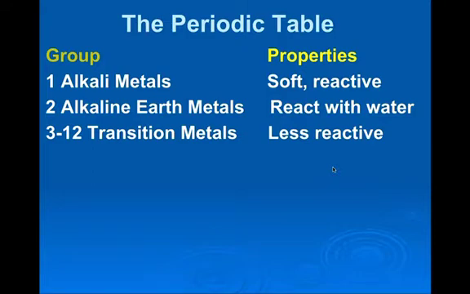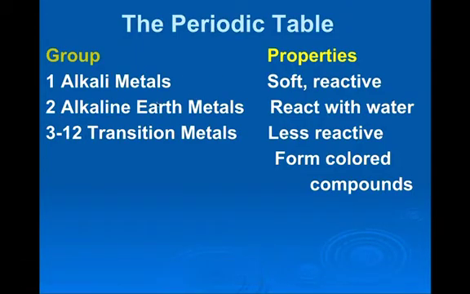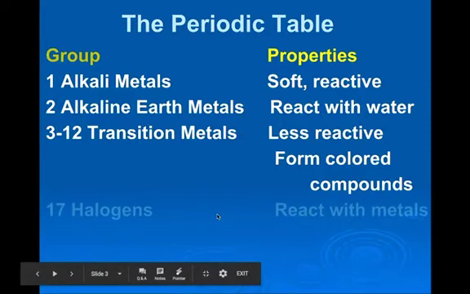That's why it's better to build a car out of iron than out of sodium, for example, just because it'll last longer. And when they react with other elements, they form really neat colored compounds, whereas most of the compounds these guys form in the first two families are white.